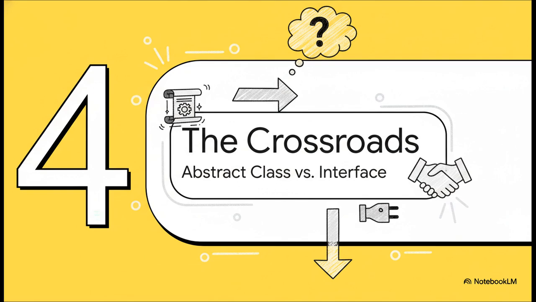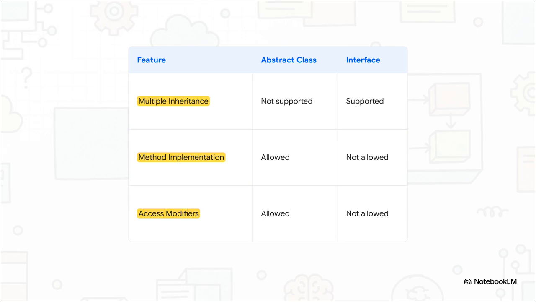And this leads us to that crucial question every developer has to ask: which one do I use and when? This table really helps clear things up. First, multiple inheritance. This one's a big deal. A class can only inherit from one abstract class, but it can implement multiple interfaces. That's a huge boost for flexibility.